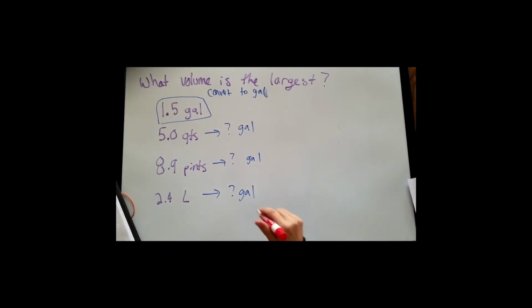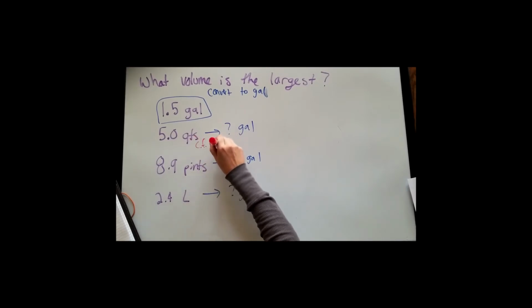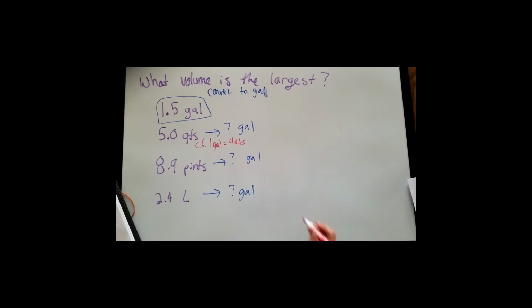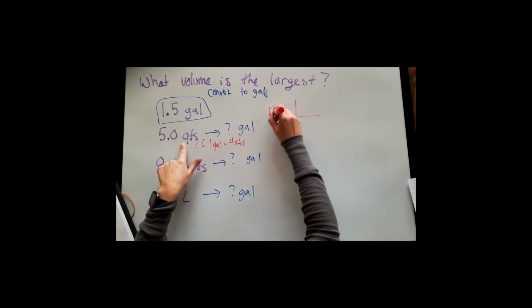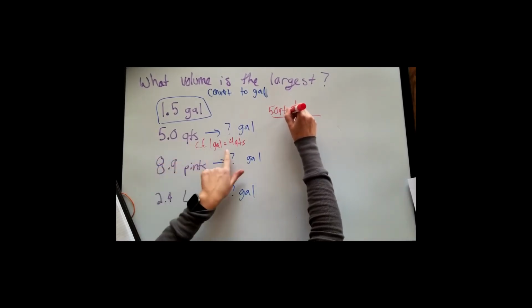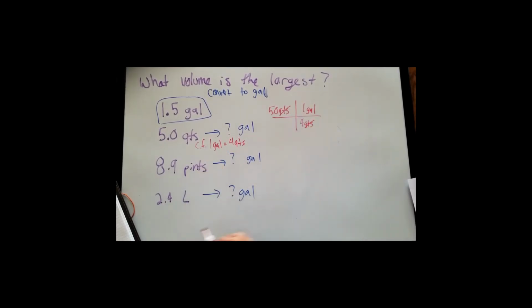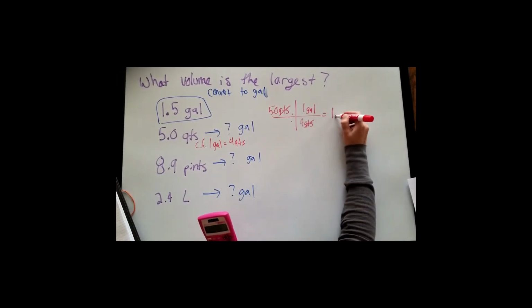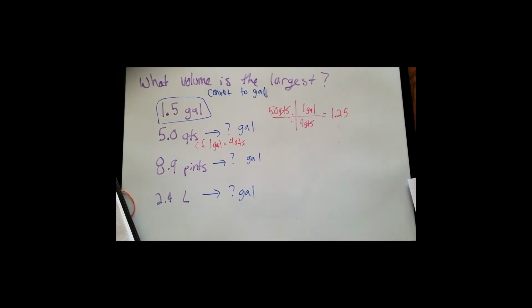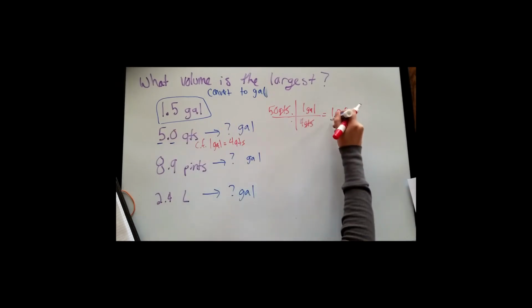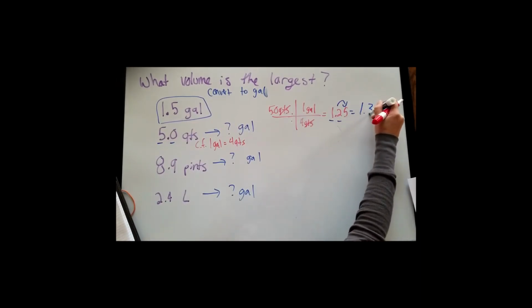Let's see, 1 gallon is equal to 4 quarts. So my conversion factor, 1 gallon is equal to 4 quarts. So let's do a quick conversion, starting with 5 quarts. Using the conversion factor, putting 4 quarts on the bottom, the 1 gallon on the top. Quarts and quarts are canceling. So what is 5 divided by 4? Because remember, that's a division line. I get 1.25. I want just 2 significant figures, so that's going to be 1.3 gallons.